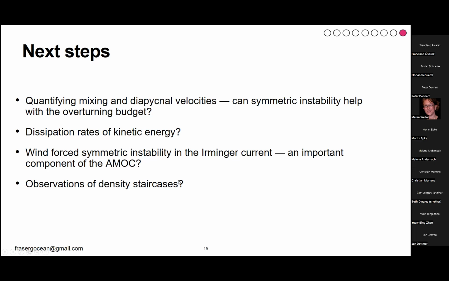And finally, I guess we've seen these density staircases and these mixing barriers, but it'd be really nice if we could see those in real life. And I suspect we've already got the observations there, that we've got the data sets which probably contain these observations. But I think CTD casts are probably the ideal candidates for data sets which might contain evidence of this staircase formation. So I'm also interested in looking for evidence of these instabilities in the real world still.